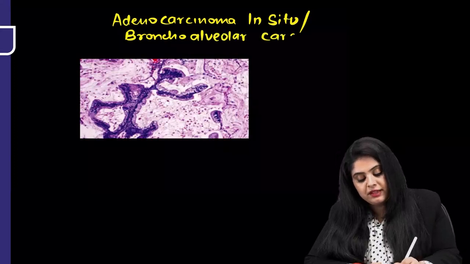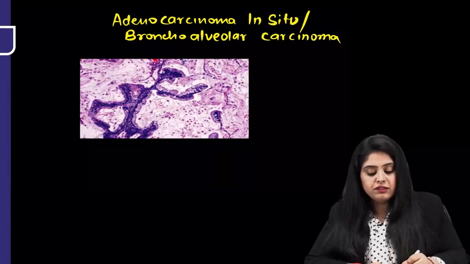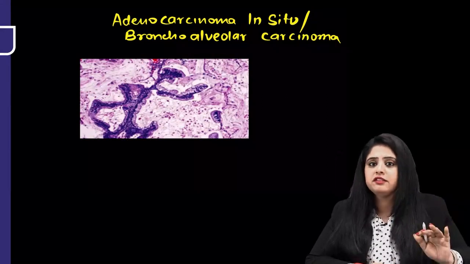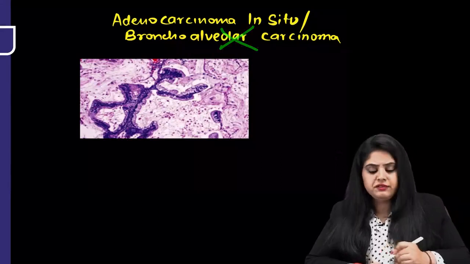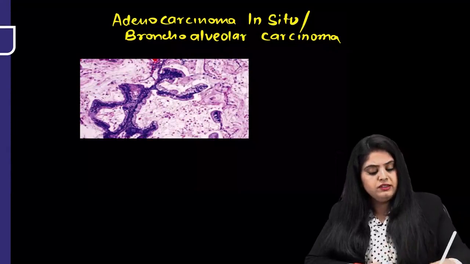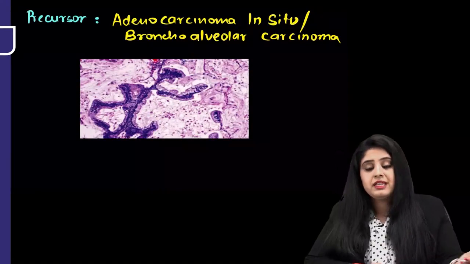Earlier it was called BAC, that is bronchoalveolar carcinoma, but then because of the word carcinoma, students will think it is a cancer. It is not a cancer, it is a pre-cancer. So they said this word is not nice, we will call it adenocarcinoma in situ, because that will tell me that this is a precursor lesion, a pre-cancerous lesion.